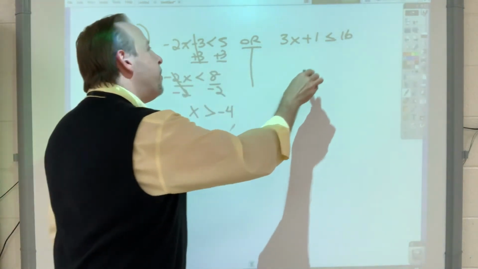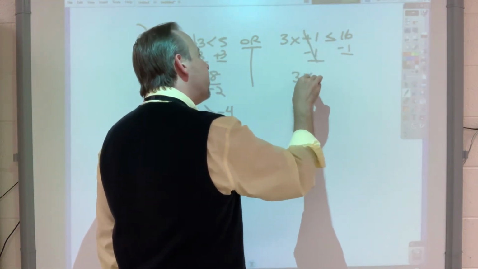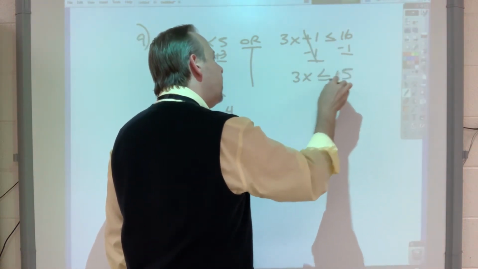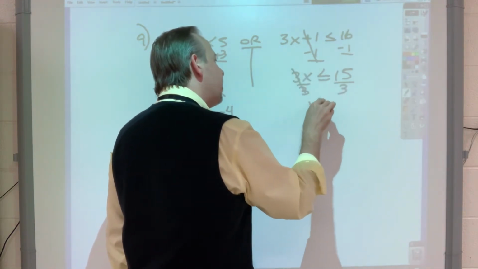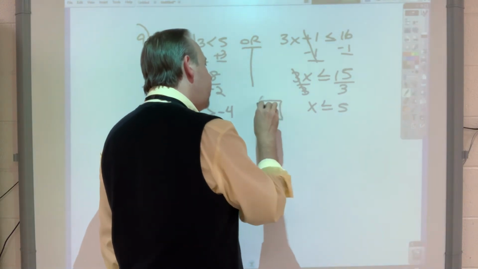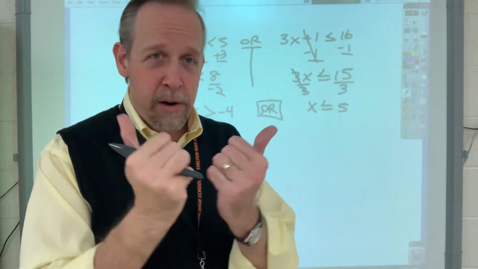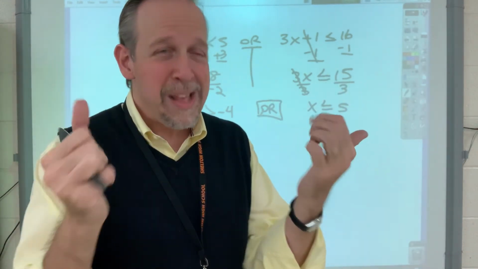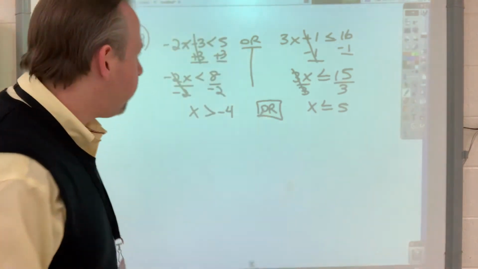For the other one, I'm going to subtract 1 from both sides, and I get 3x is less than or equal to 15. Divide by 3, and x is less than or equal to 5. It's an OR problem. Usually that graphs as arrows pointing in opposite directions. Not always. And this is an example of what you have to be careful with.